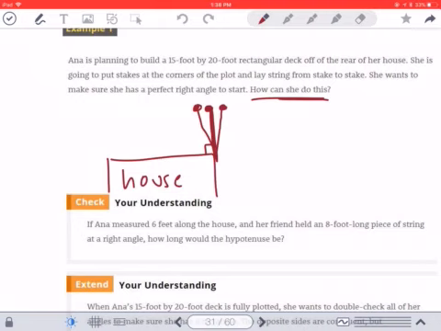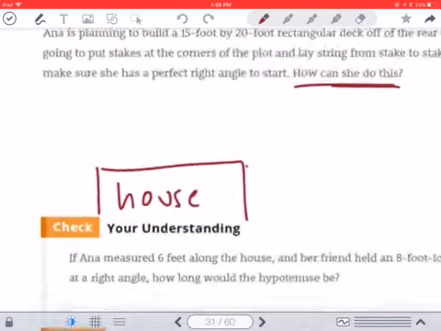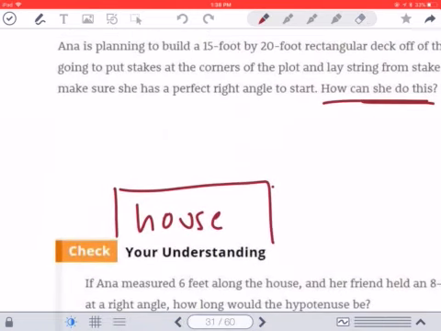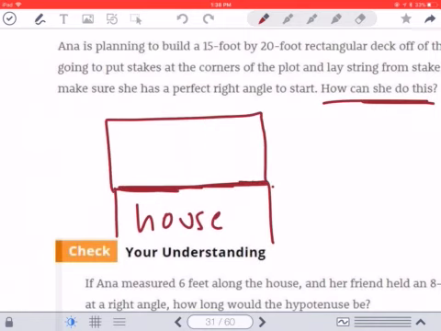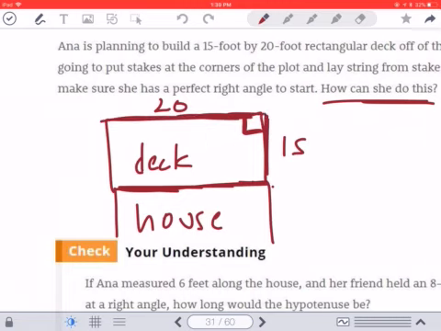Seems easy, but it's not as easy as you might think to make an exact 90-degree angle if you want to build a deck. So you can use something to help you here. You can use the Pythagorean theorem. So this is the house. This is the deck. It says she wants to make this 15 by 20. We'll just assume this is 15 and 20. And you want to make this a perfect right angle. How can you do that? Well, you can't just walk off 15 feet this way and walk 20 feet this way. Guaranteed you won't get a right angle doing that. You have to have some type of measurement going on.